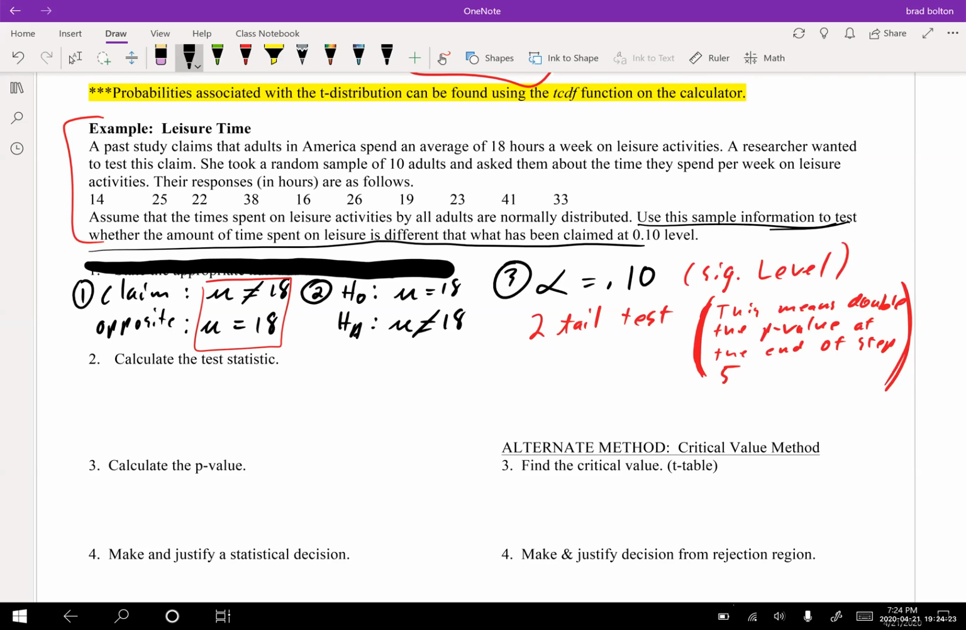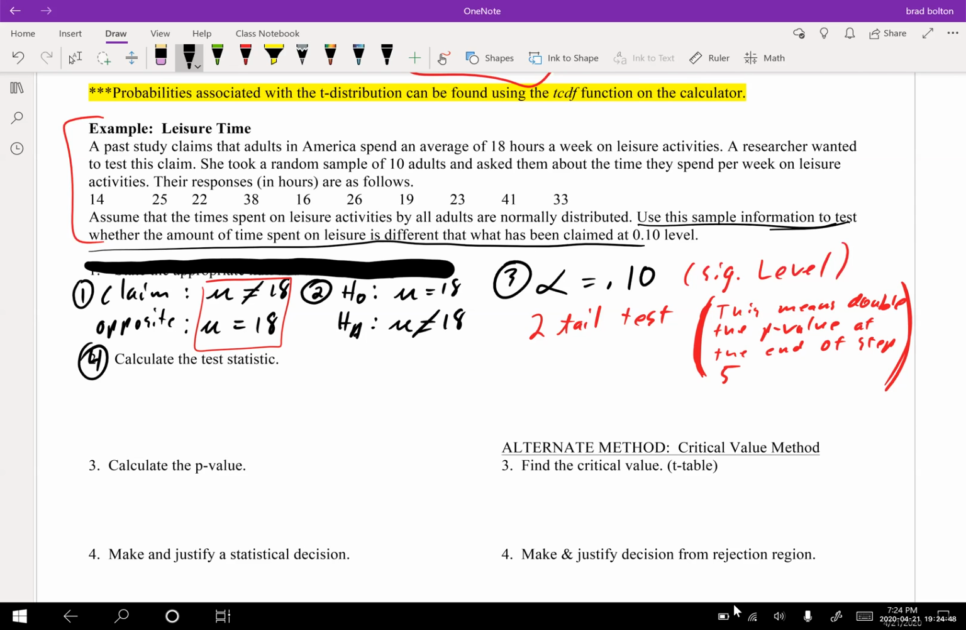Okay, so we have step 1, we have our claim and our opposite claim. We now have built a null and an alternate hypothesis. We know that it's a two-tailed test. We know our significance level is 0.10, or our alpha level is 0.10. So now what we're going to do is calculate the test statistic. So for me, remember that this is my step 4, okay? In your book, it's step 2.